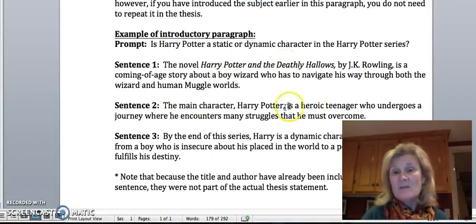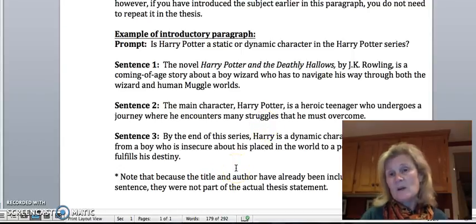I discuss Harry, I make a statement about who he is. He's a teenager who undergoes a journey. And then the last statement is where my assertion is that he's a dynamic character. And I know he's dynamic because he changes from insecure to a powerful wizard who fulfills his destiny.